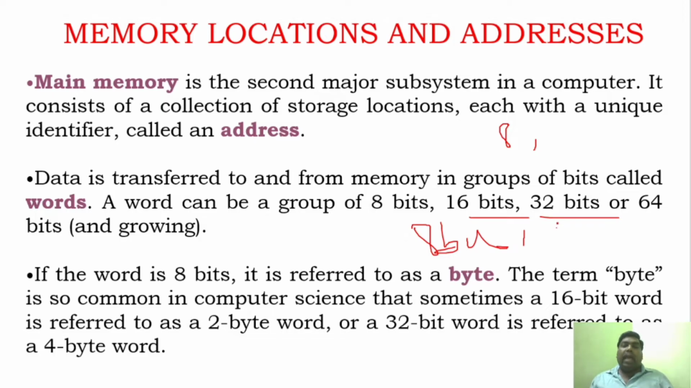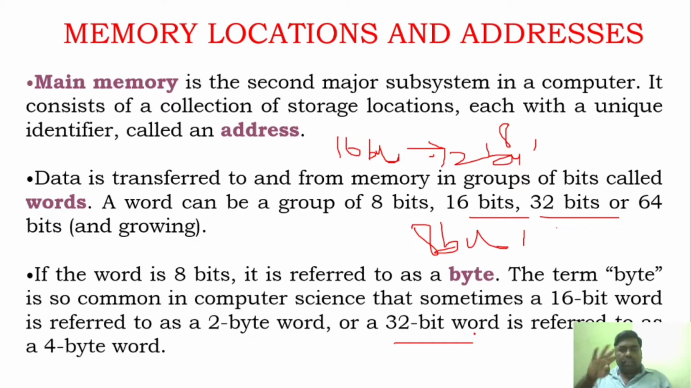Normally we use a computer which has a 32-bit or 64-bit operating system, correct? That is, the memory location represents 32 or 64 bits. You have to understand that 1 byte consists of 8 bits. So if we say it is 16 bits, we can also say that as 2 bytes, that is 2 into 8 bits. Similarly, a 32-bit word can be represented as 4 bytes, that is 4 times 8 bits.